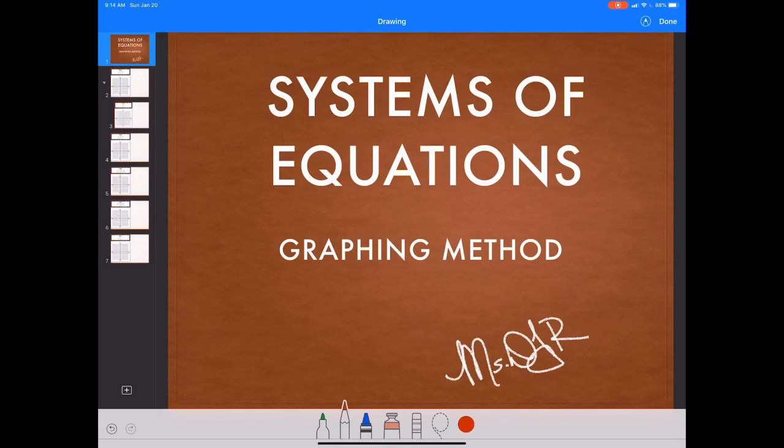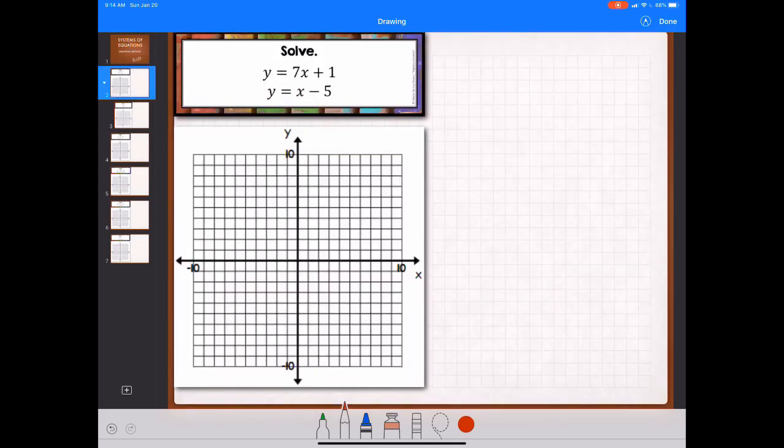Today we're solving systems of equations using the graphing method. Our system is y equals 7x plus 1 and y equals x minus 5. Since they're both in slope-intercept form, you can start graphing them. This top equation, the y-intercept is 1 and the slope is 7.